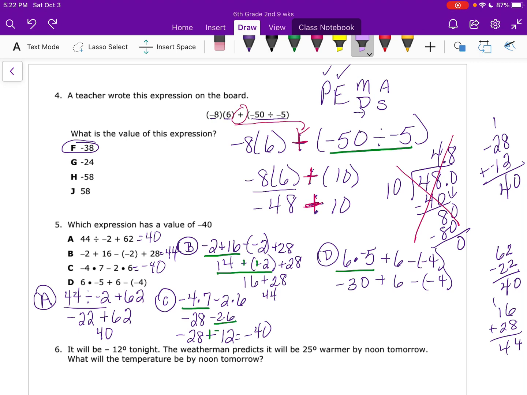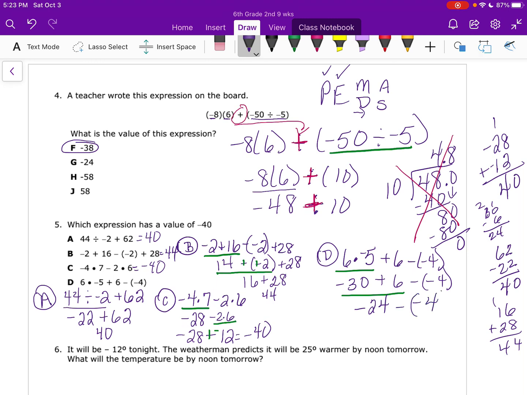Okay, so now we just have addition and subtraction, so we're going to go in order from left to right. So we have negative 30 plus 6, so I'm going to have to subtract those two. I'm going to subtract the zeros away. So I'm just going to go to the side, make sure I get that right. It's going to be 24. Now, is it positive or negative? Yep, it's negative 24 because we have more negatives. Minus negative 4. So if I have 24 negatives and I'm taking away 4 negatives, that's going to leave me 20 negatives. So negative 20. And that means our answer is C.